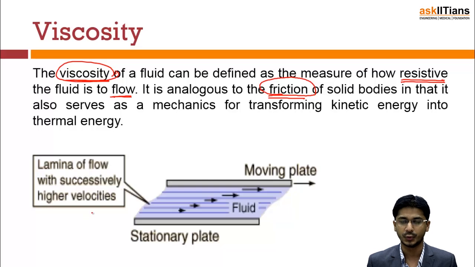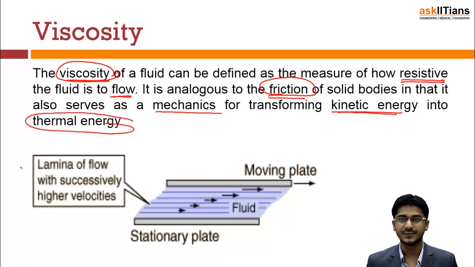How resistive it is to flow means that if a fluid can flow easily, it has a low viscosity, and if it is difficult to flow, it has a high viscosity. Like the flow of oil, it is more viscous than the flow of water because oil tends to resist free flow. Because of this frictional nature, viscosity serves as a mechanism for transforming kinetic energy into thermal energy, similar to the friction force in solids.